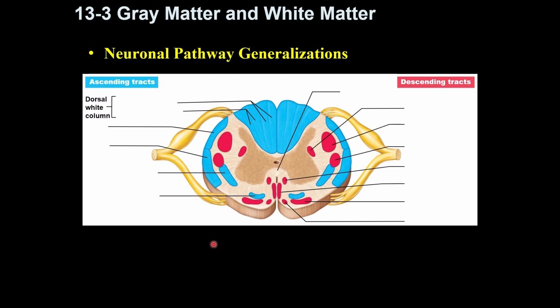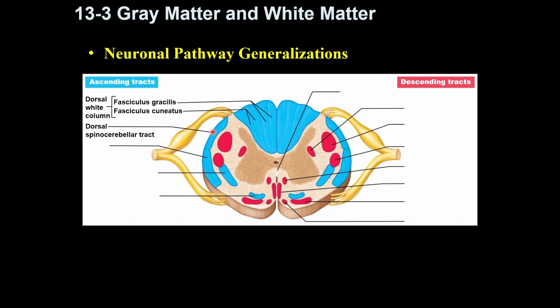This is the dorsal white column. So this area is the dorsal white column, and that's made of the fasciculus gracilis and fasciculus cuneatus. So fasciculus means tract, and gracilis is coming from the lower extremity, and cuneatus is coming from the upper extremity. And then you have the spinocerebellar. So from the spine it goes to the cerebellum.